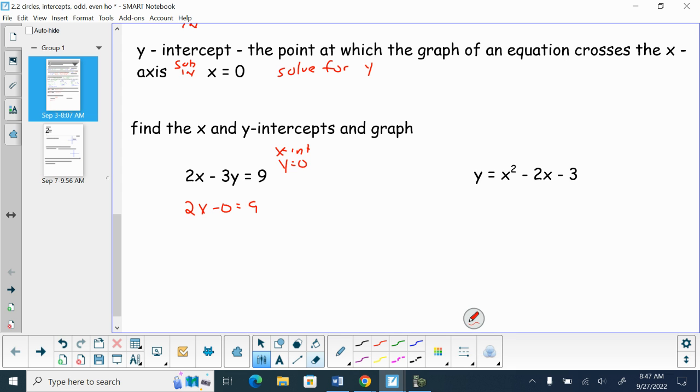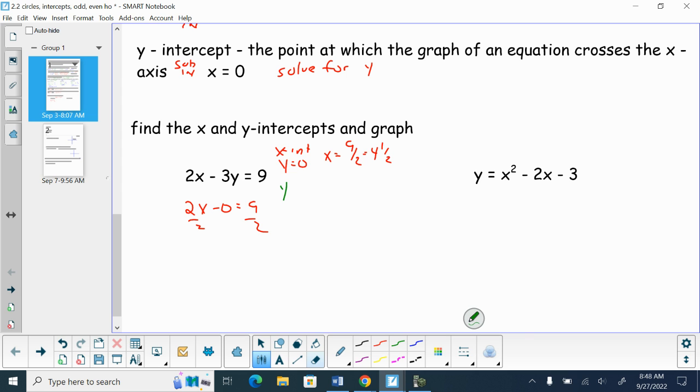So I have 2x minus 0 is equal to 9. I don't need to have that there, so to solve this, I can divide by 2. So we have x is equal to 9/2, or 4.5. So basically, I just cover this up and I solve for x, because I have y is equal to 0.